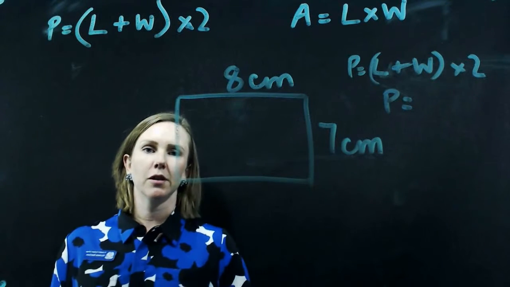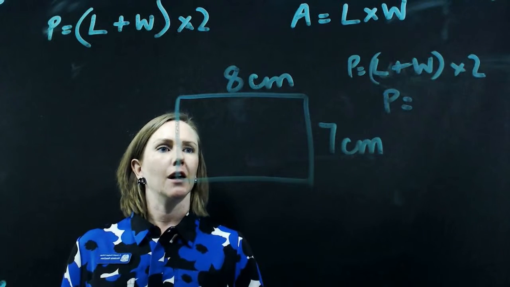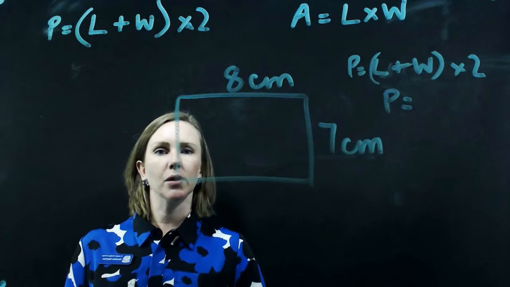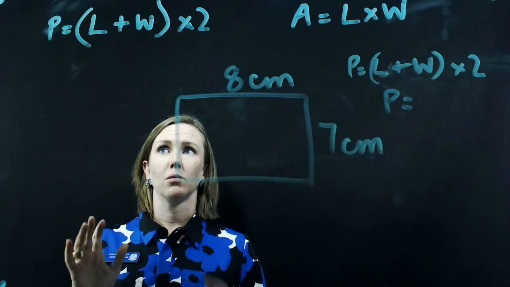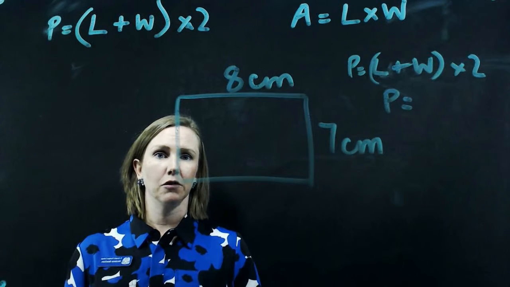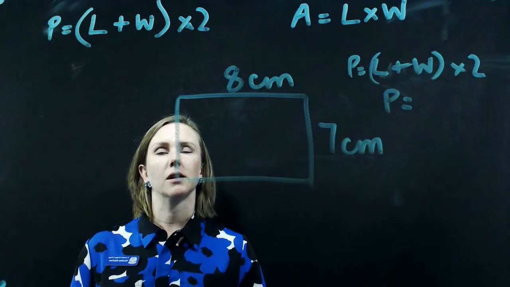Hi guys, I thought I'd do a quick video that shows you both perimeter and area for rectangles. Now I'm finding a lot of boys are confused about what the formulas are for perimeter and for area. So hopefully after this video it will be a little bit clearer.